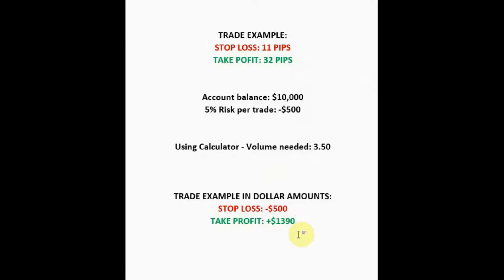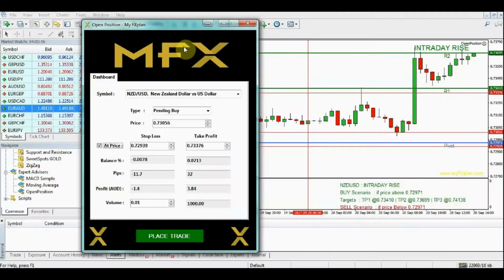Let's see what it looks like on MT4. With the calculator back up, you can see it's the exact same trade, 11 pip stop loss for a 32 pip take profit. So now, because the risk is $1, we're going to increase that to negative $500 to make that trade 5% on a 10K balance. So we're using the arrow here to increase the volume until we see negative $500 on this trade.